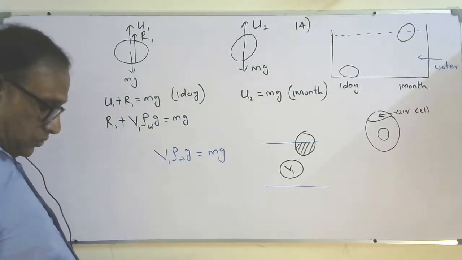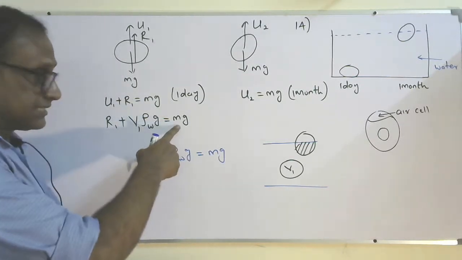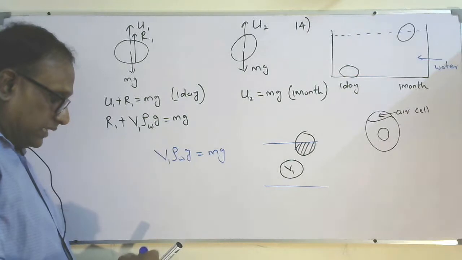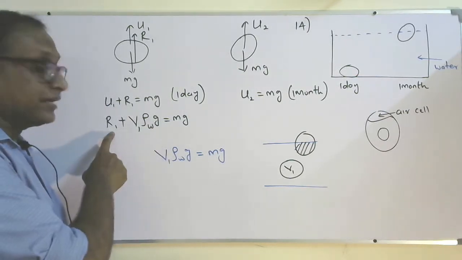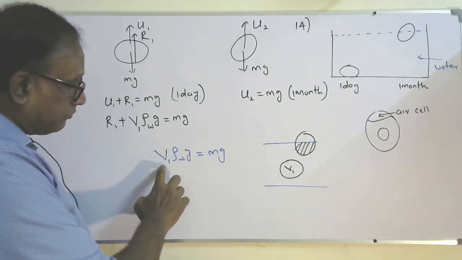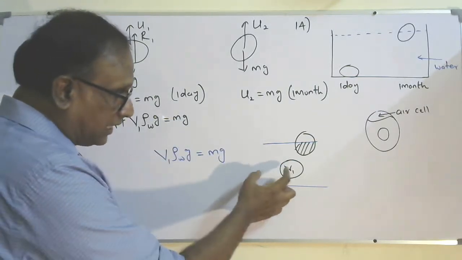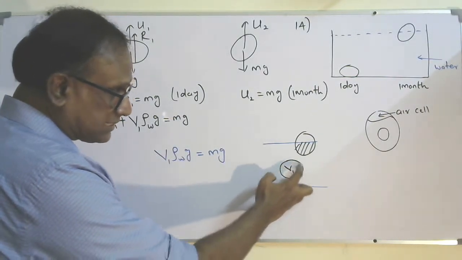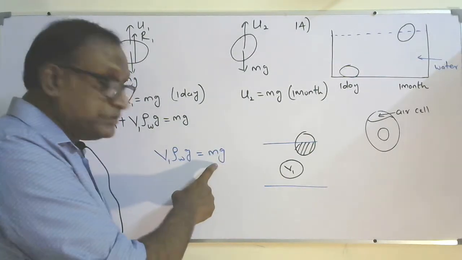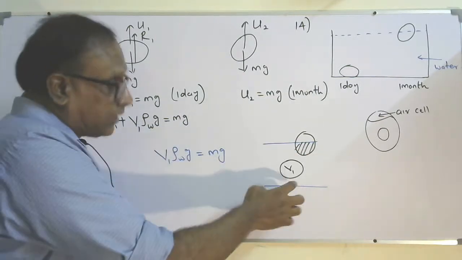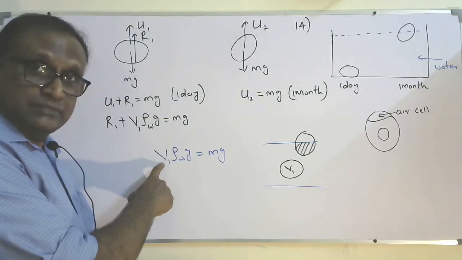So according to the statement, what's happening? When it ages, weight decreases. When weight decreases, gradually R1 will decrease, and there's a time R1 will become equal to 0. At that time, V1, the volume of the displaced water, is equal to the volume of the egg. So it will be at a position like this, completely inside the water but not touching the base. But when mg decreases further, what will happen? The volume of the displaced water will decrease.